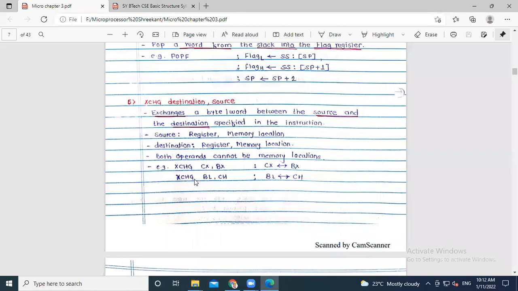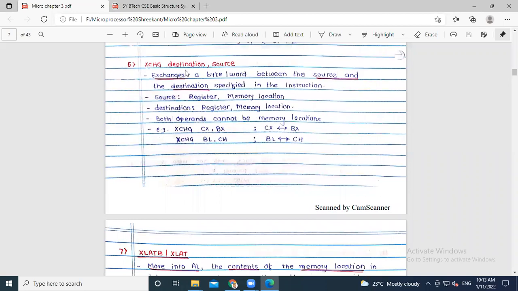In the same way, the second example is XCHG BL, CH. BL means the low byte of the B register, which is 8 bits, and CH means the high byte of the C register. High to low and low to high are transferred. Again, the both-sided arrow indicates CH to BL and BL to CH. Okay, so this is the sixth instruction.